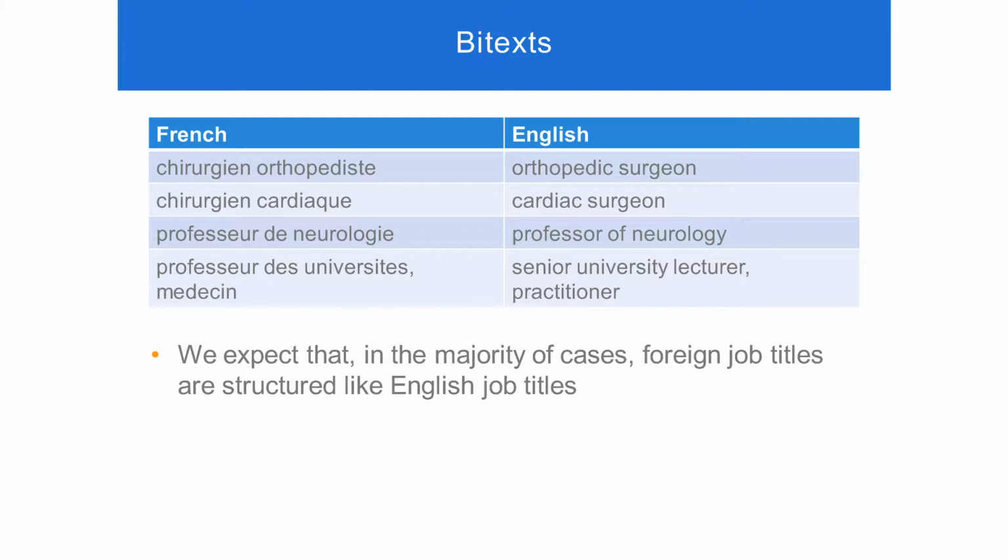But luckily, for the most part, we think this should work out. Like in these examples, chirurgien means surgeon, orthopedist means orthopedic, cardiac, cardiac, professor, professor, neurology, neurology. So these all map pretty cleanly.